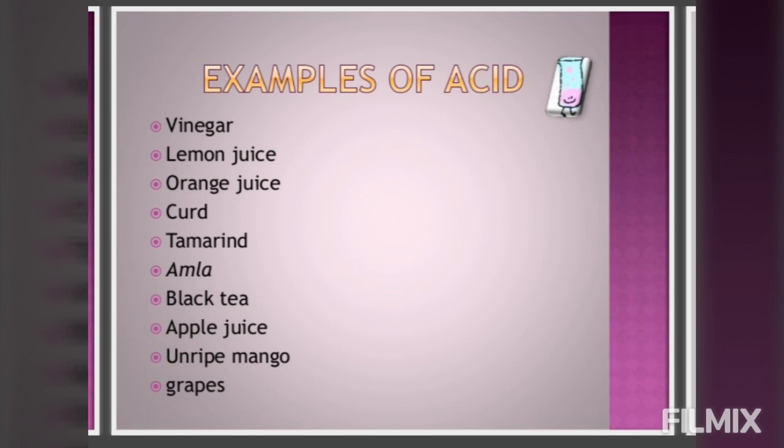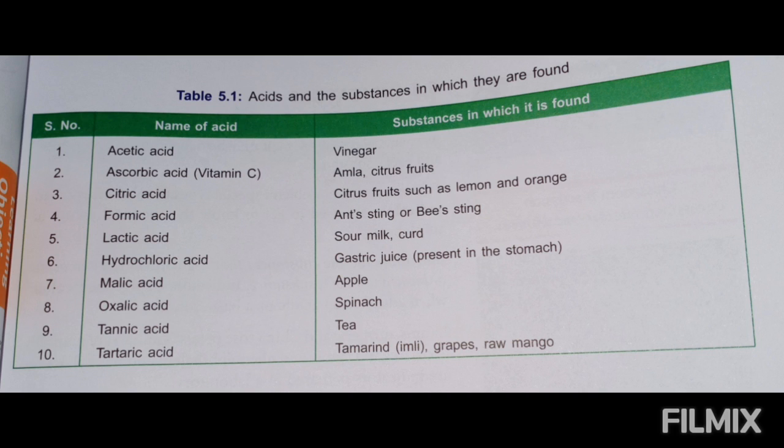You see a table which shows the name of the acid and the substances in which it is found. Like I told you, acetic acid is present in vinegar. Citric acid is present in citrus fruits such as lemon juice. Lactic acid is present in the curd. Same way, in apple, malic acid is present. In spinach, oxalic acid is present. So from this table, we can say which acid is found in which substance.